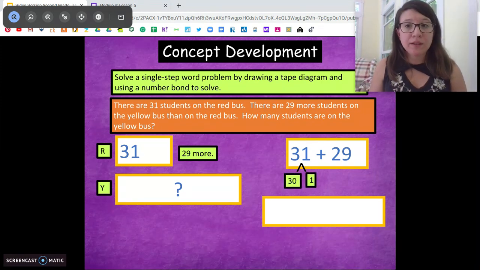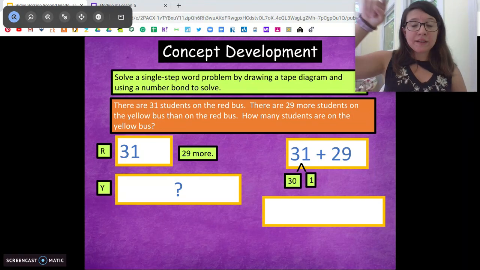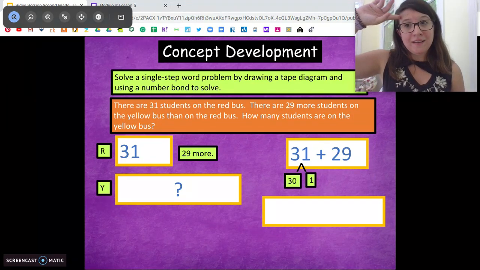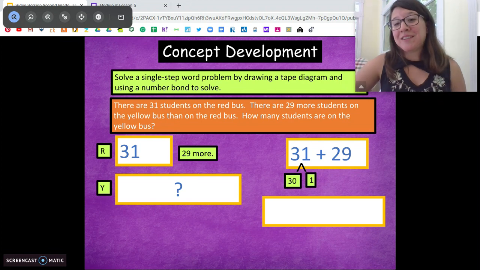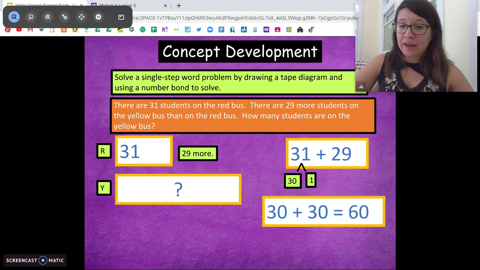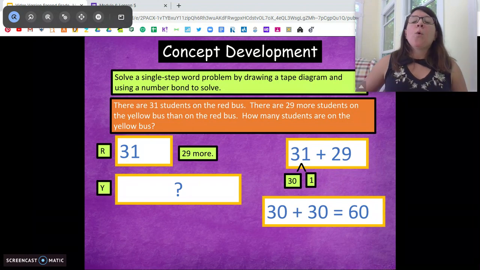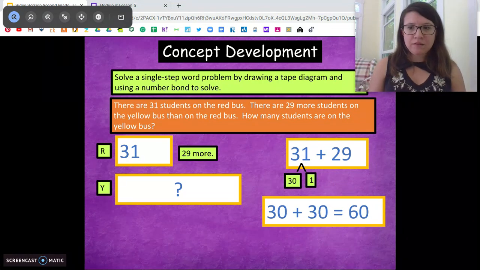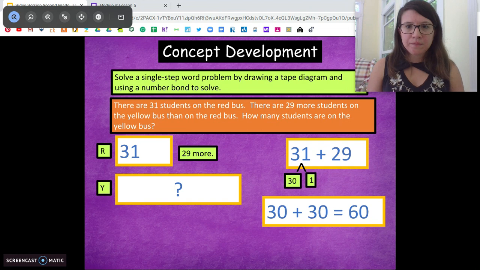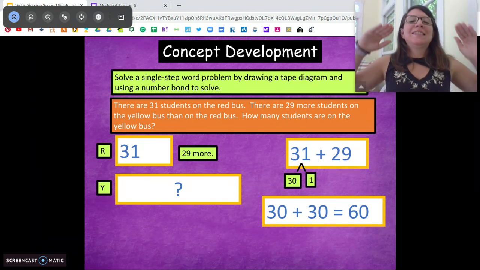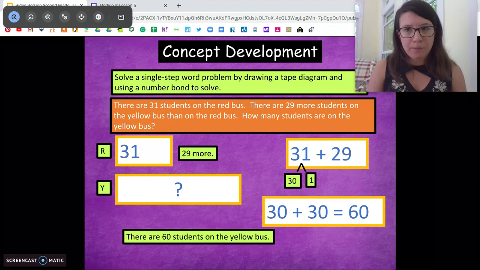Now what's awesome about this one is that 29 plus 1 is going to get us to what? Our magic 10 number, our 30, right? So we're just going to add the 30 plus the 30. That's an easy problem for us to do. 60. What does that 60 mean? You got it. Good. 60 students on the yellow bus.